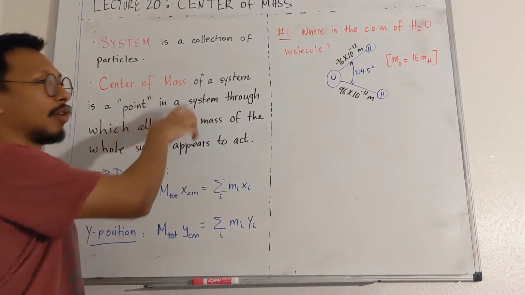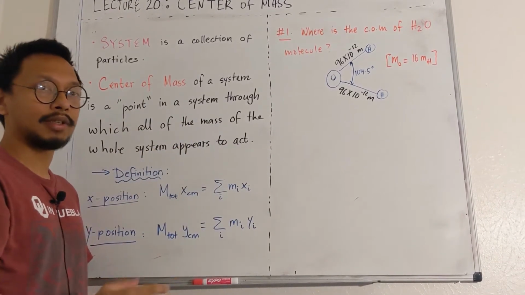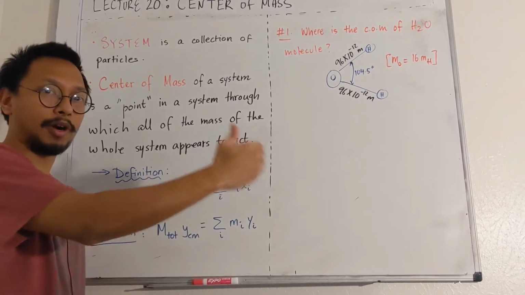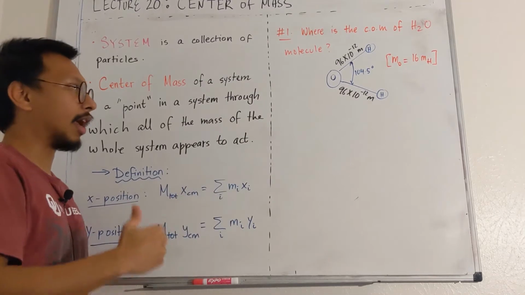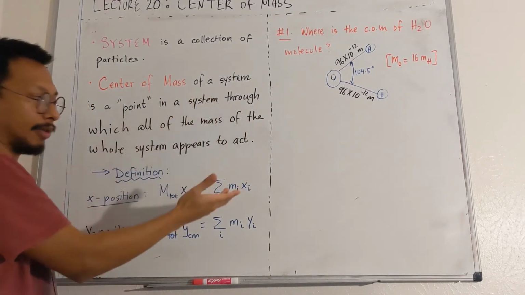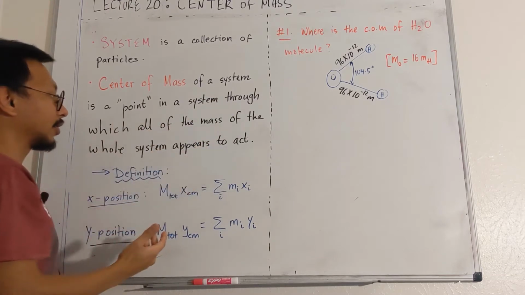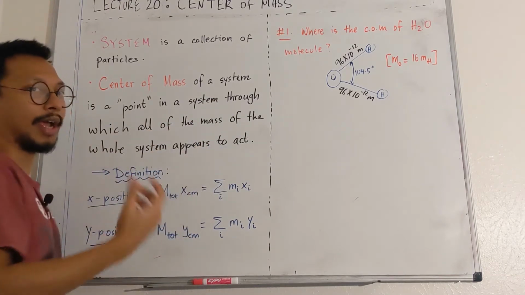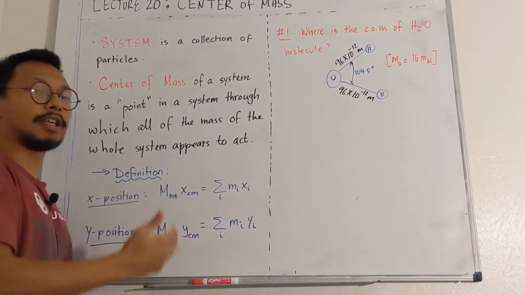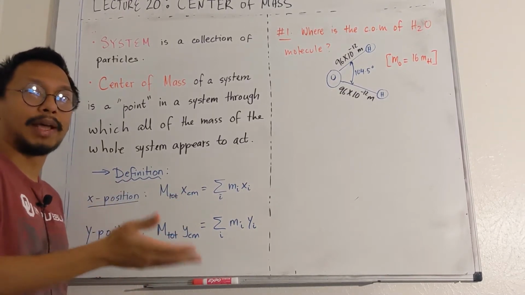Well, to define what center of mass is, we have to know that a system may consist of multiple particles or multiple objects, and then the center of mass of a system is a point in a system through which all of the mass of the whole system appears to act. Alright? In another sense, you can think of center of mass as the point of balance.